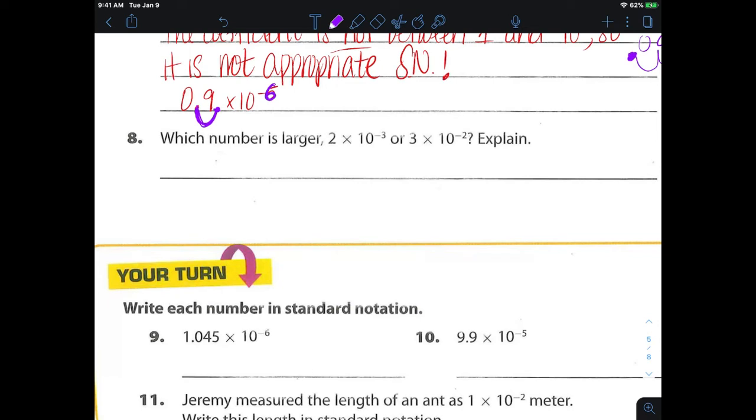So I know for a fact that this is more negative than this guy over here. So I would guess that he is probably smaller. But let's check it out. Okay. 1, 2, 3. All right, over here. 1, 2.